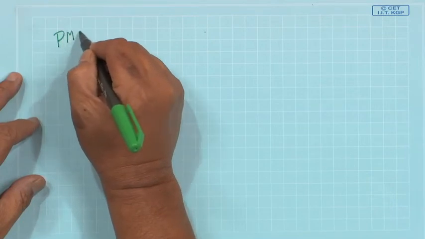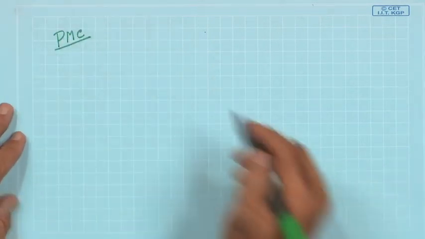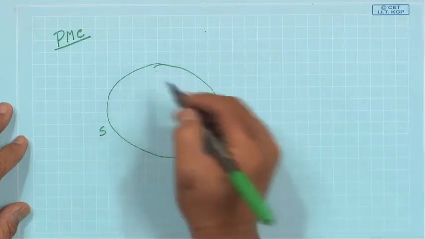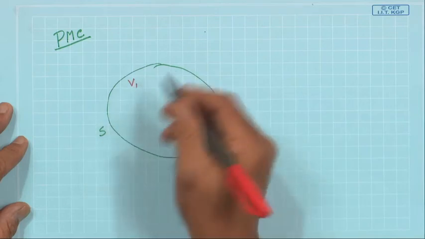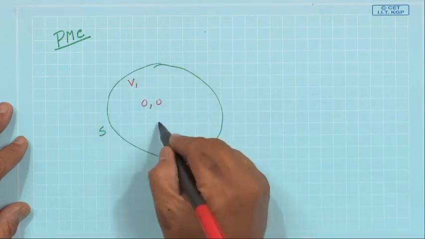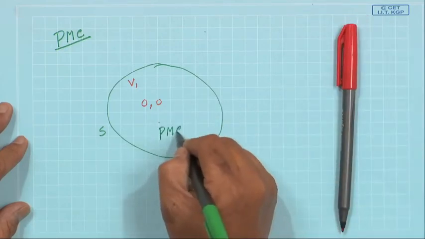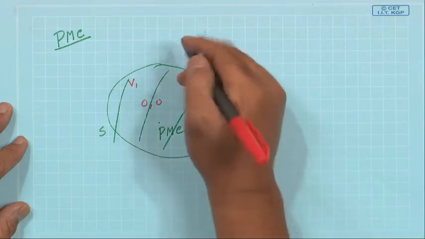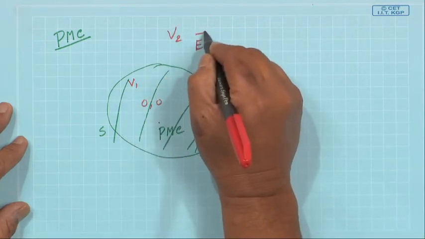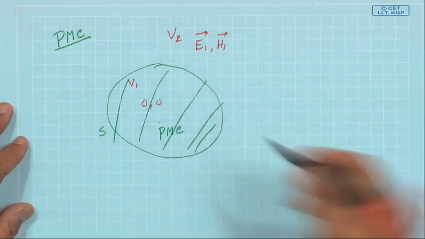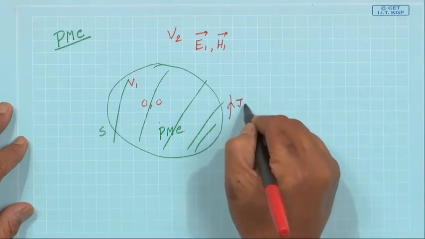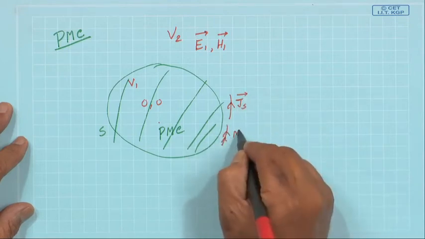Similarly, we can also put, instead of PEC, a perfect magnetic conductor. If we do that, this is our surface S, the inside is V1. So the fields are 0, 0, and this is a PMC behind that surface S, and in the outside V2, the original fields E1, H1 exist. So for equivalence, what will we have to put? We will have to put a JS here and then MS here.